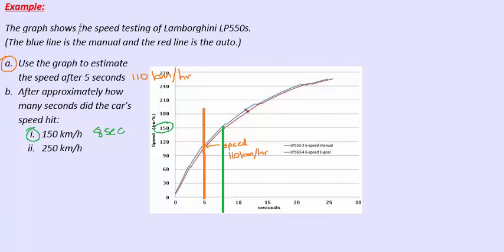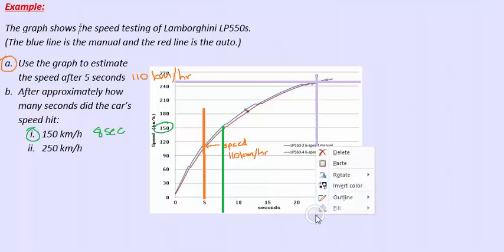And the next one, 250 kilometers an hour. Let's do that in light purple. If I went to 250 kilometers an hour, I'm coming across at about this level, and that will cross somewhere around about here. So let's go down, and as I read it, that's somewhere around about 23 seconds. So my answer would be 23 seconds. And that's how I would answer those questions.